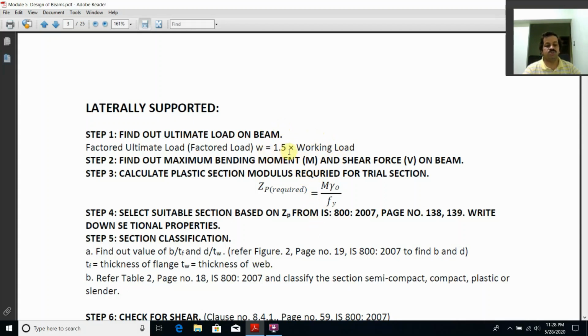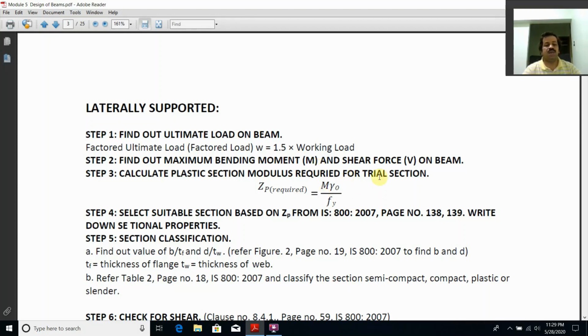Then step number 2 is to find the maximum bending moment and the maximum shear force. Apply the relevant formula. If it is a simply supported beam subjected to a uniformly distributed load, then the maximum bending moment will be M equal to wl square by 8. If it is a central point load, the maximum bending moment is M equal to wl by 4. And if the problem changes with a different kind of loading, apply the basics of third semester strength of materials, and find the maximum bending moment as well as the maximum shear force.